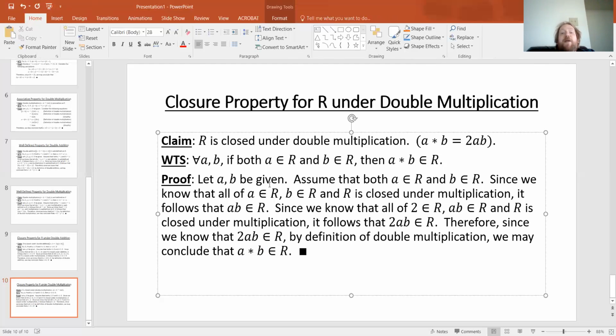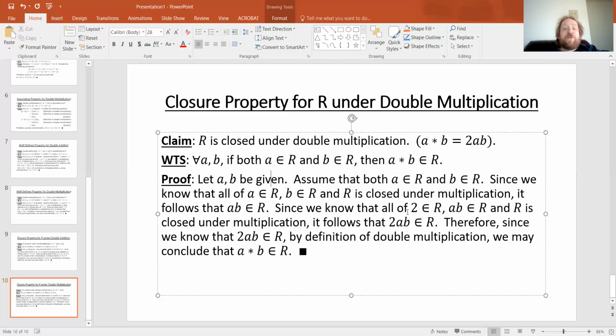So we let A and B be given because we had a for all statement. We assume that both A is in R and B is in R because that's the if part. And our goal in these closure proofs is to build up the expression for A star B being in R. So since we know that A is in R, B is in R, and R is closed under multiplication, it follows that A times B is in R.